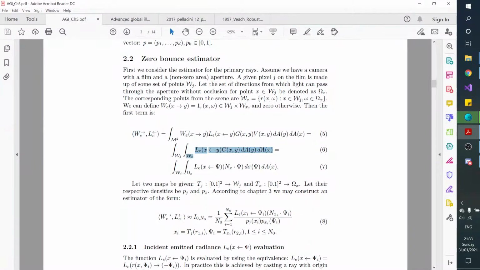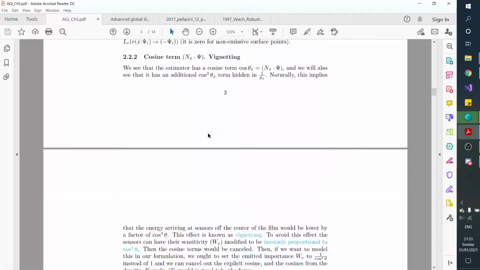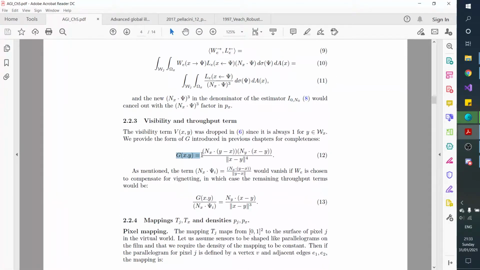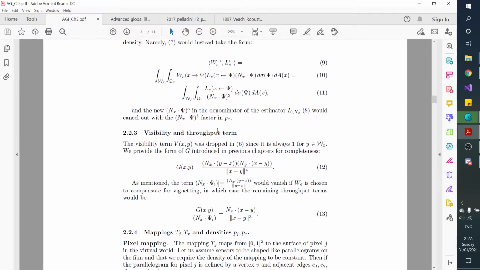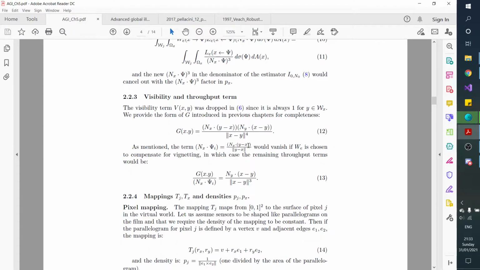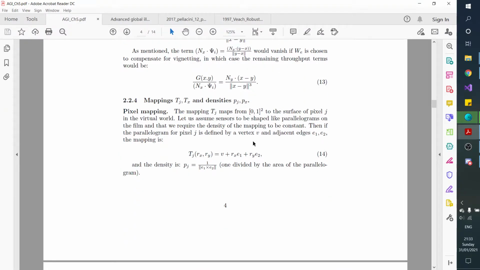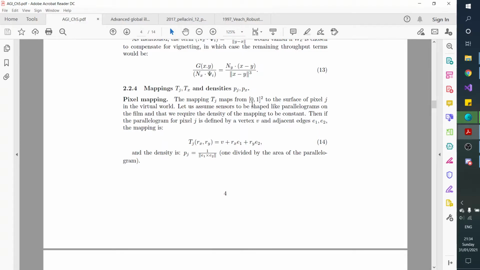Term here, we saw that we can also write it through the geometry term, through the area formulation. And just as a reminder, you have the geometry term here, and once again you can compensate for vignetting by turning your WE into 1 over a cosine to the power 4, etc. Yes, so we saw two mappings.